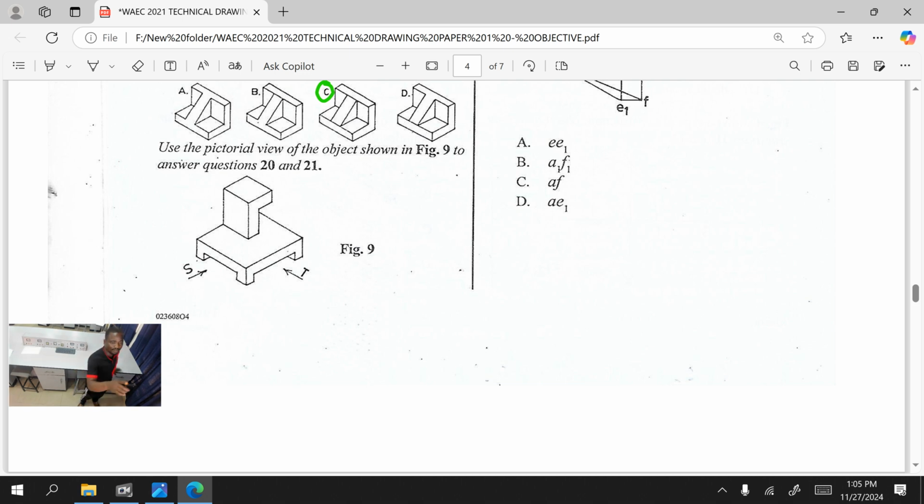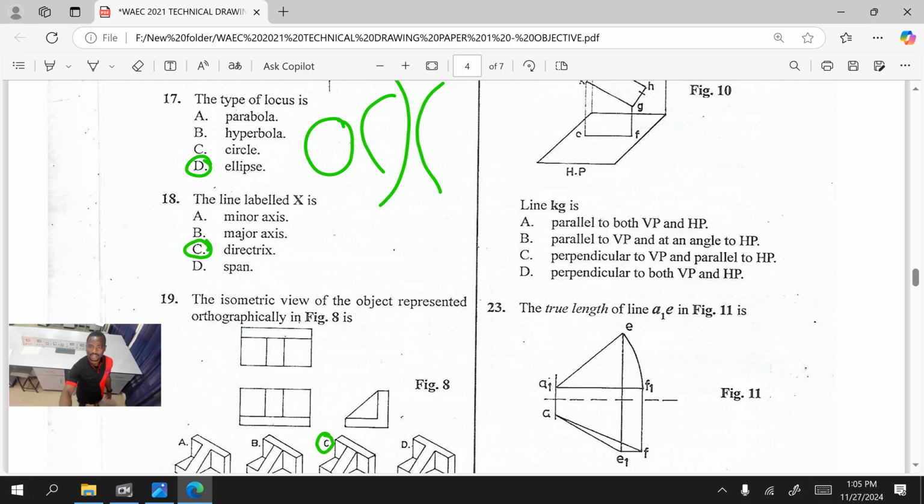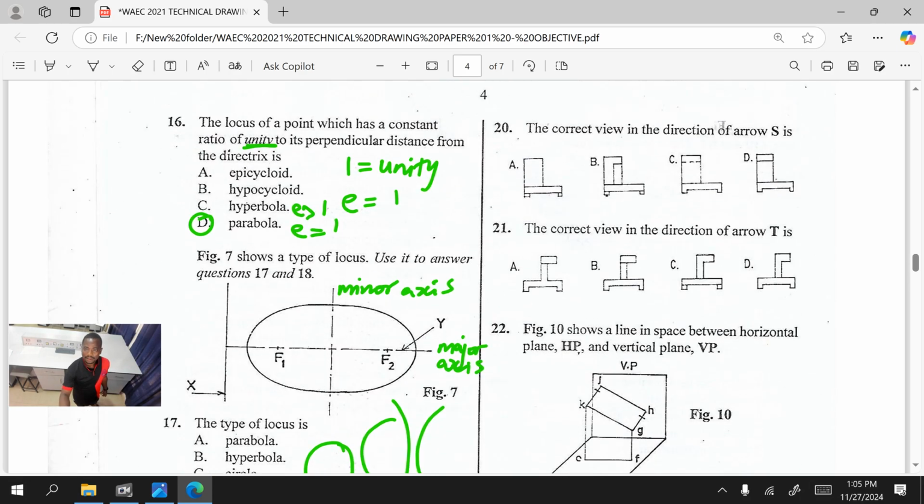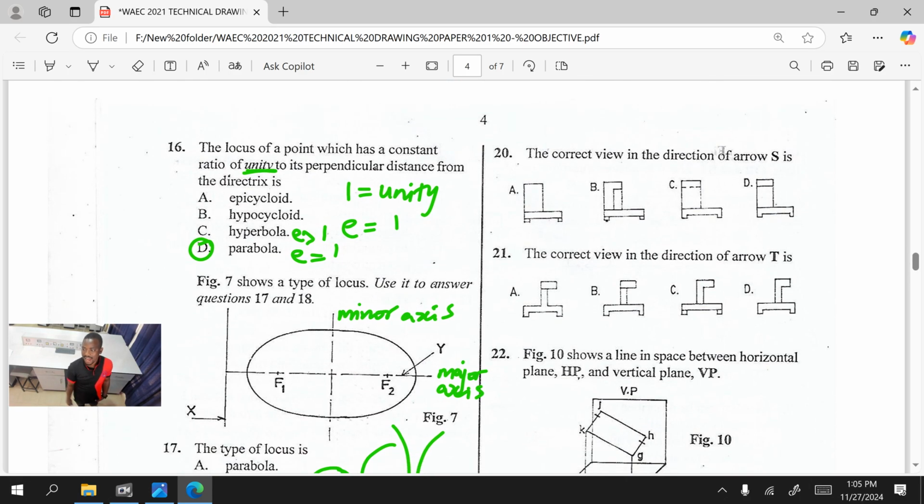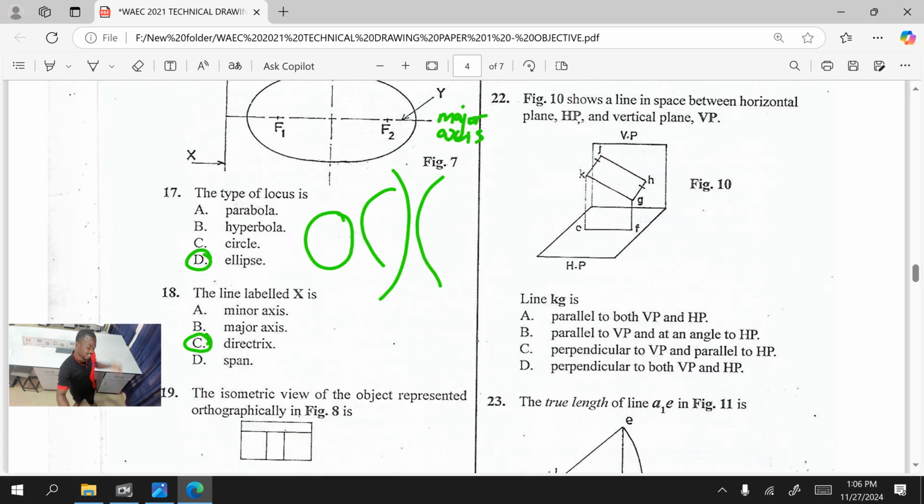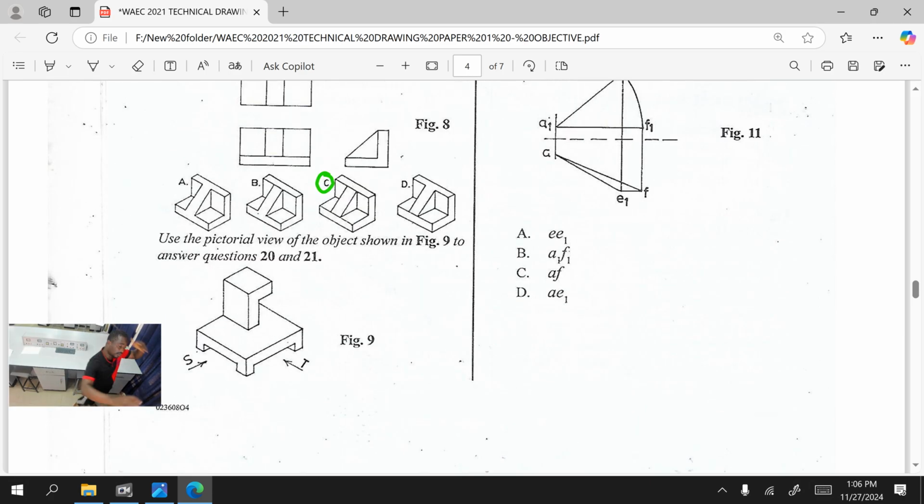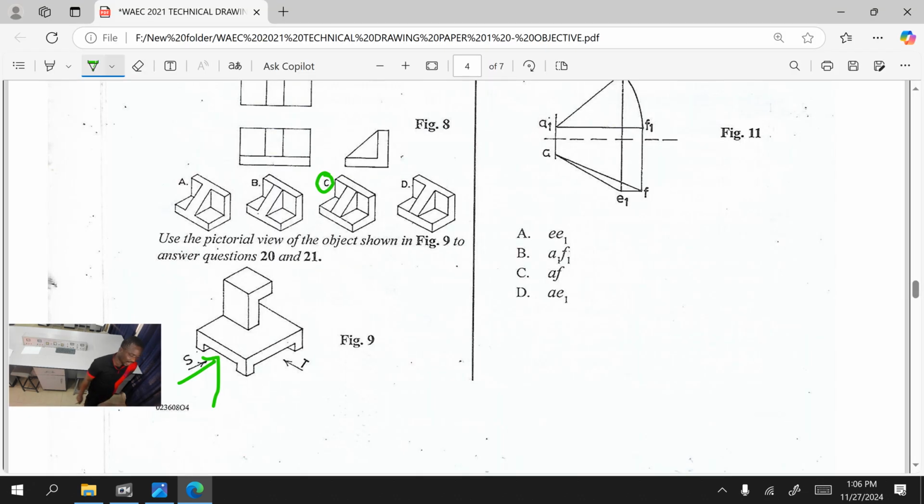Use the pictorial view of the object shown in figure 9 to answer question 20 and 21. So let's look at what the question is. Number 20. The correct view in the direction of arrow X, S is dash. So let's look at that object again. Okay, so without even looking at the option, you should be able to sketch this yourself. So they said arrow S. That means you are looking from this side.